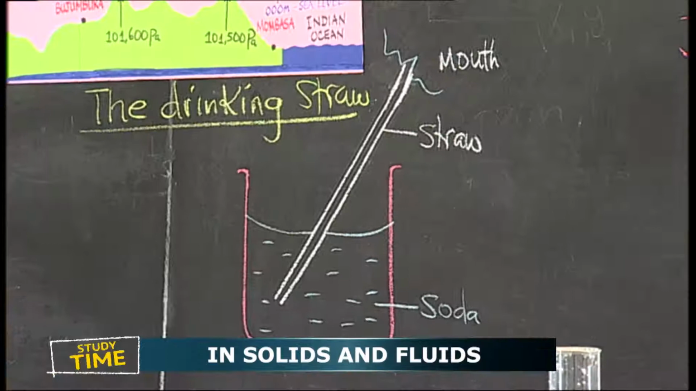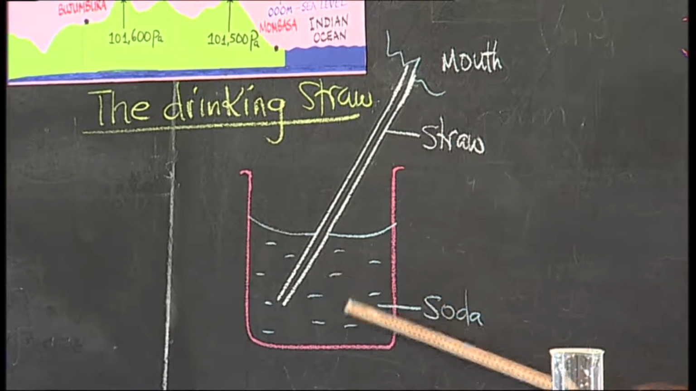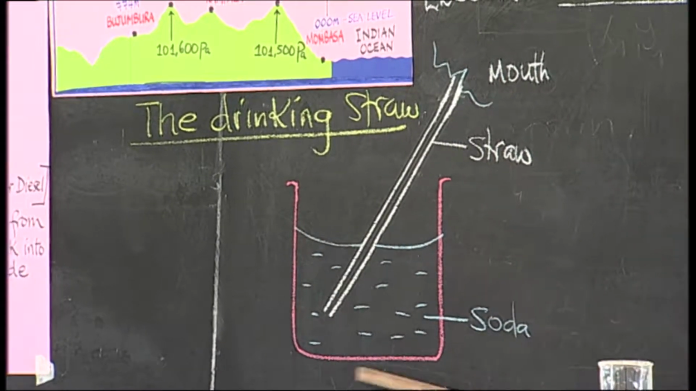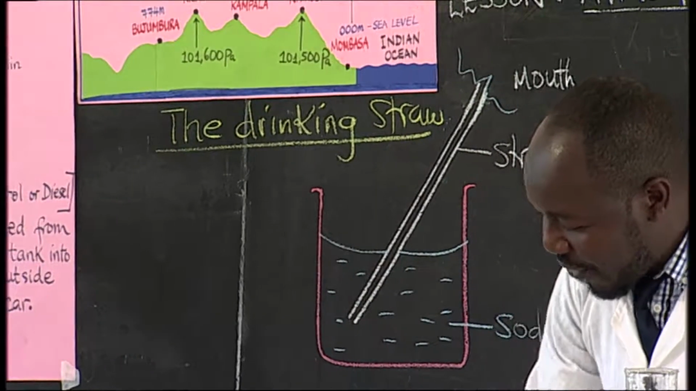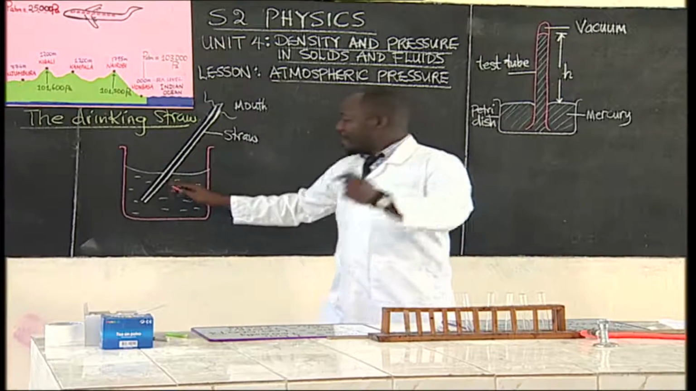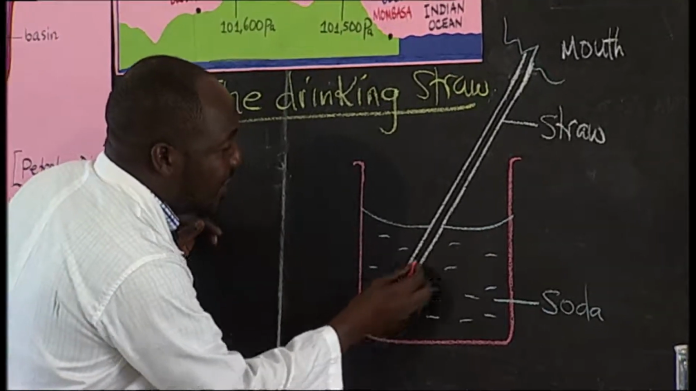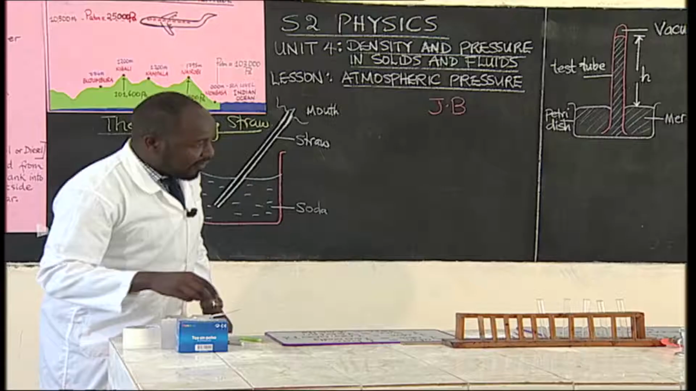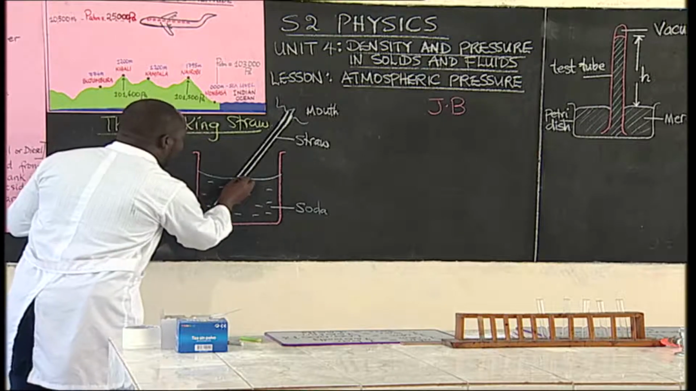Very wonderful diagram. This is a straw. I hope you can see it. And this is soda. It could be juice. It could be water. And this is a glass. So if you're going to drink using a straw, you put the straw in the juice or in the soda. And once you do that, some water or some soda or juice will enter inside the drinking straw. Let me mark the level of the soda in the straw. It may rise up to this level.